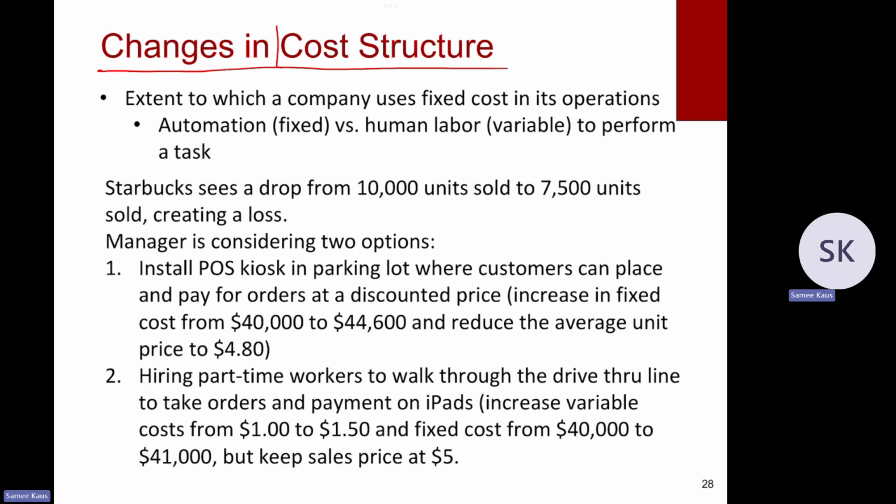Something that's called a cost structure is, how much am I using fixed costs, say a kiosk at Panera Bread, versus how much am I using variable cost, which is going to be human labor to take our orders when we go to these restaurants.